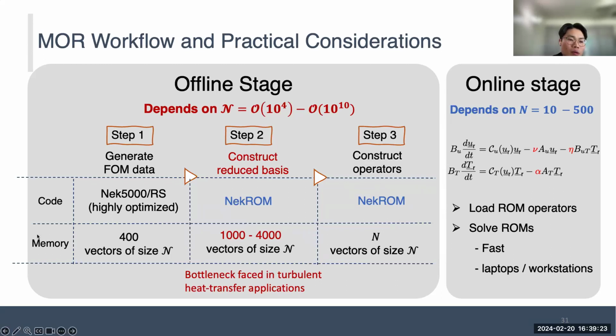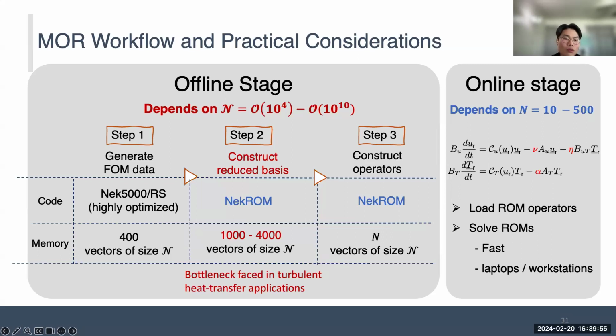That is, the memory requirement is fine. For step 2, which is where we construct the reduced basis, here we use what is called NekROM, a MOR framework for Nek5000 and NekRS, and the memory requirement here becomes 1,000 to 4,000, depending on the size of the snapshot matrix.